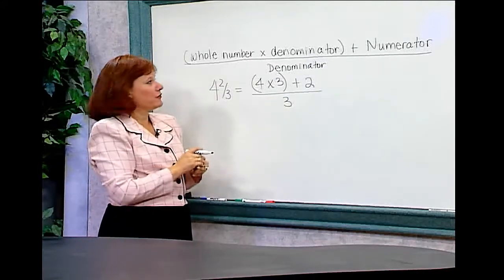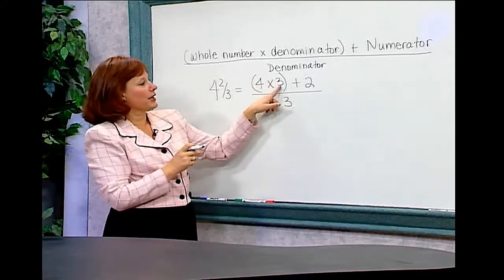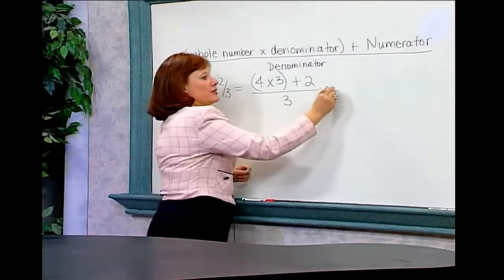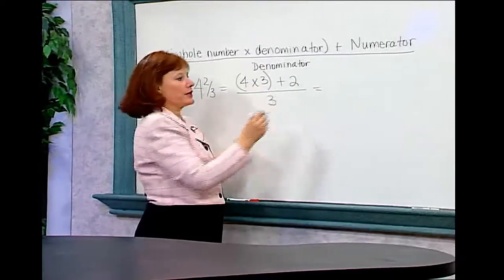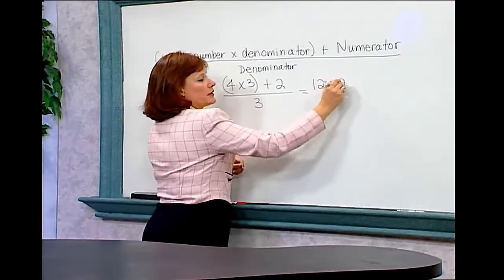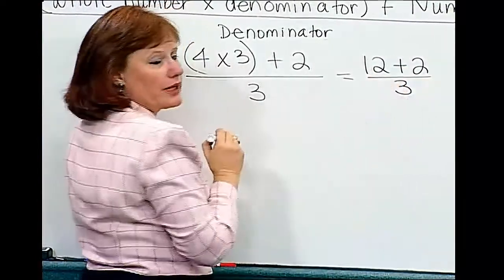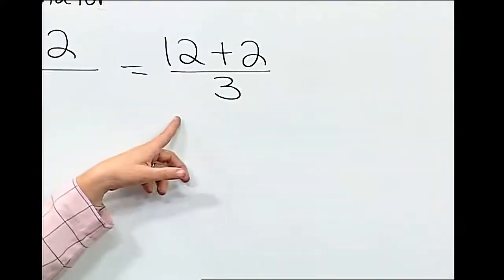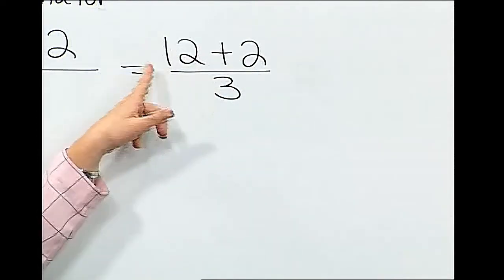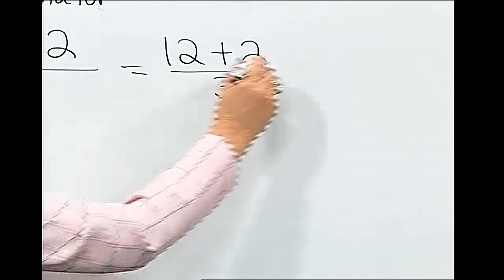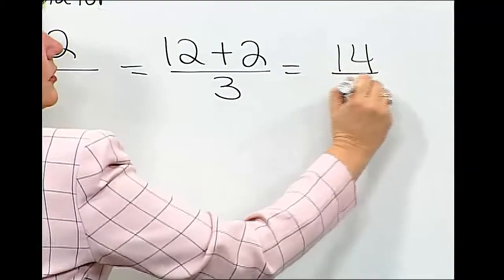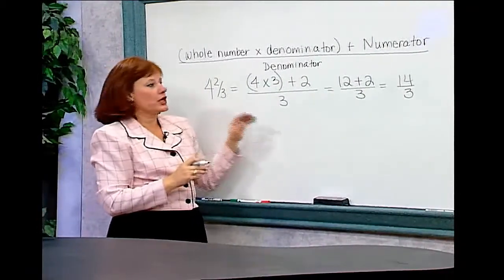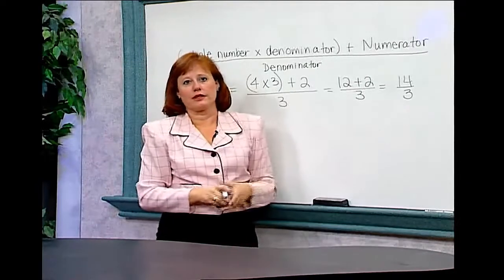We've carefully followed the formula: whole number times denominator plus numerator over denominator. When we solve this problem, we'll take 4 times 3, which is 12, plus 2 over 3. All I did was do the multiplication here. We'll complete the problem by adding these last two numbers. We'll combine them. 12 plus 2 is 14/3. So our number 4 2/3 changes to the improper fraction of 14/3.